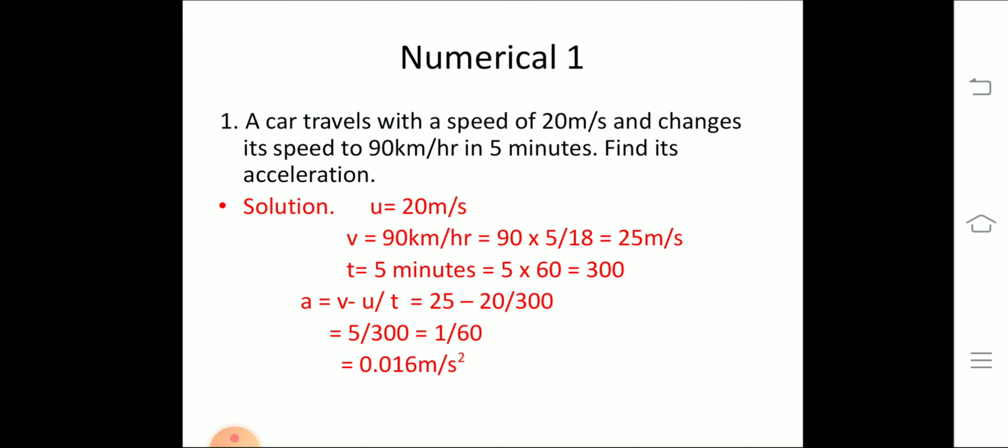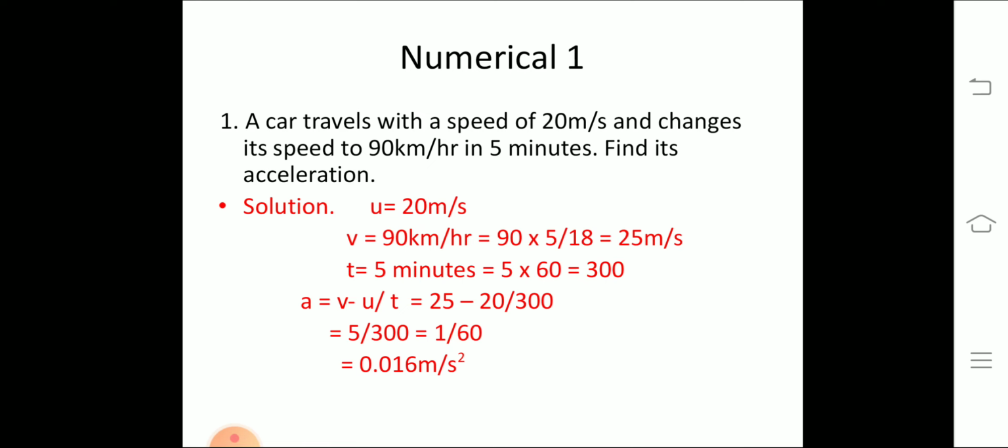Now formula, acceleration equal to v minus u upon t, that is 25 minus 20 upon 300. So 25 minus 20 is 5, divided by 300. Now 5 and 300 will go in 5 table, so it will come 1 by 60. Now divide it and you will get the answer 0.016 meter per second square.